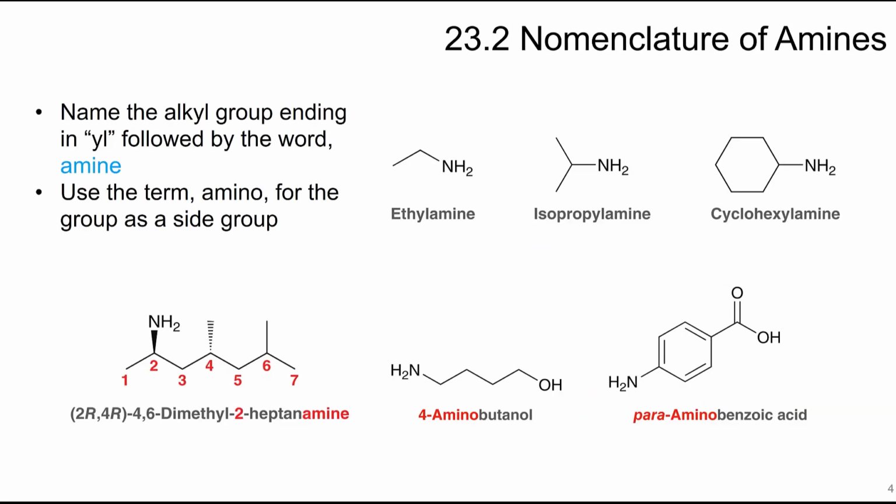When we're naming amines, we name the alkyl group ending in -yl, followed by the word amine. So with two carbons, that becomes ethylamine. If you have an isopropyl group, that becomes isopropylamine. And a cyclohexane group becomes cyclohexylamine. We can also use amino for the group as a side group instead of calling it amine if there's more than one functional group.